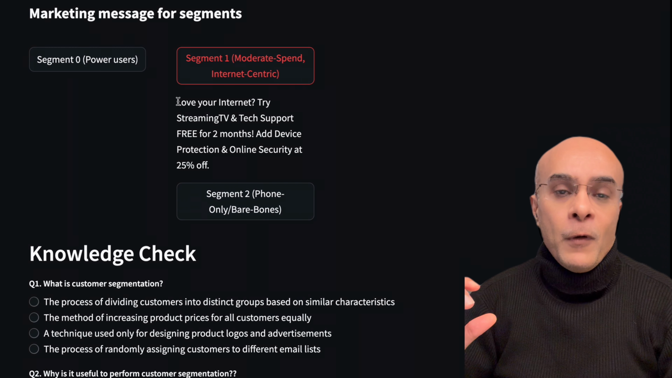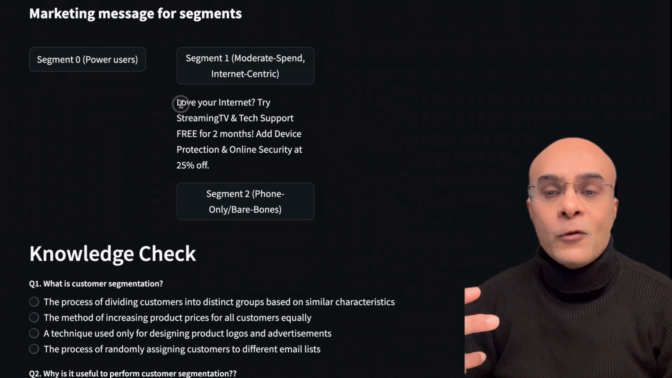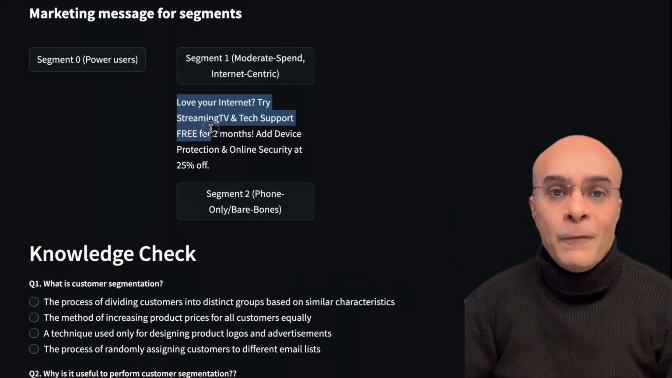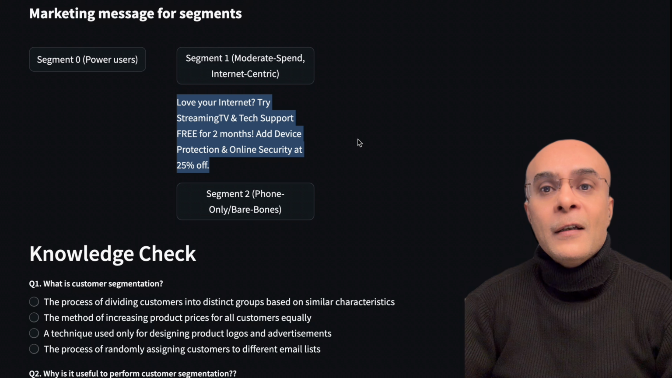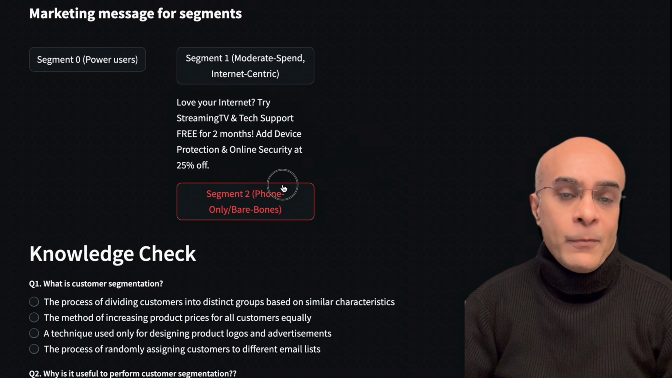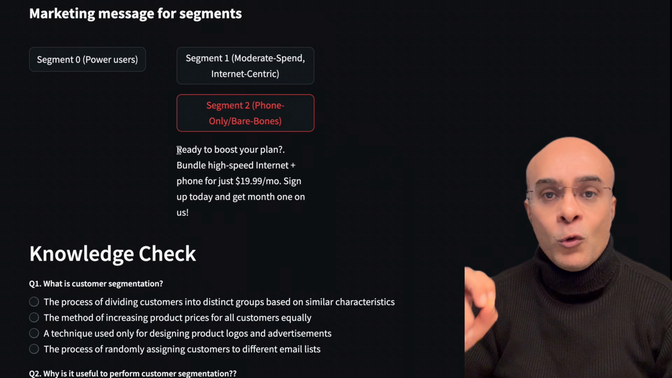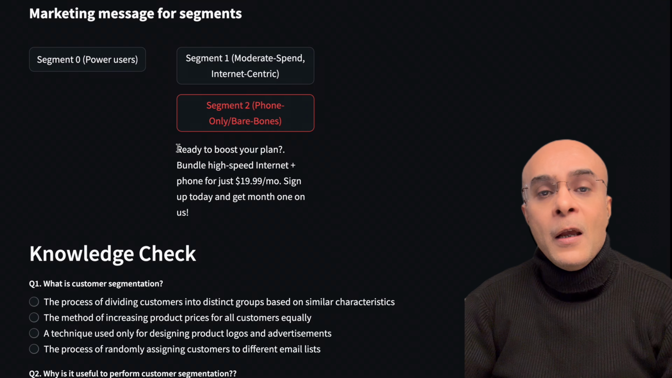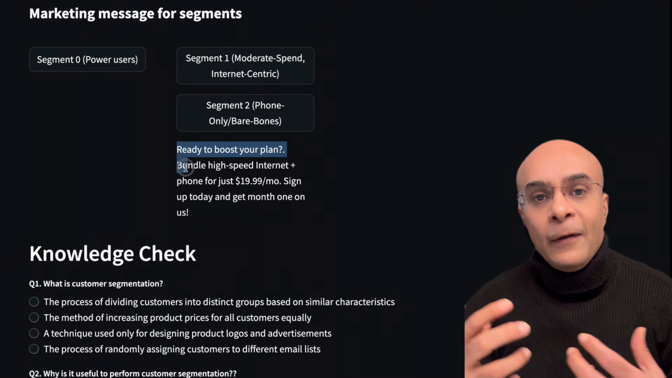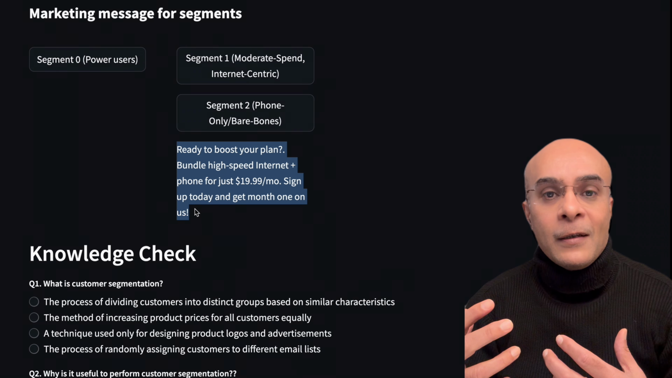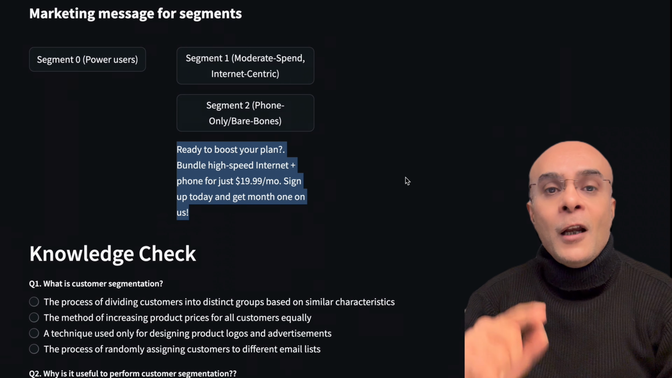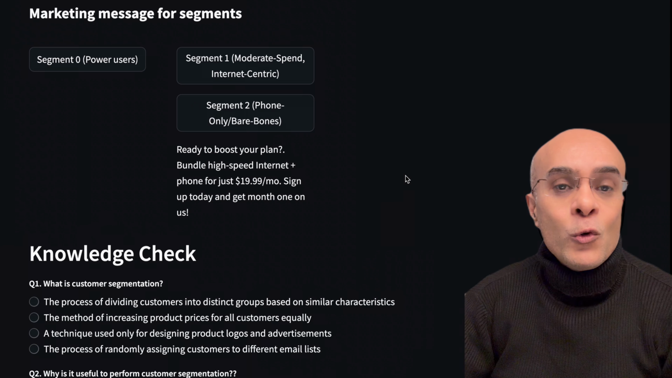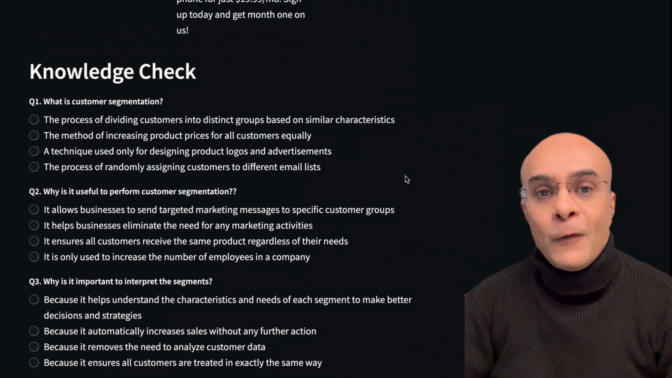So we can offer them some discounts so that they can buy some additional functionalities such as streaming TV or tech support. And segment 2 is the bare bone customers who have just phone services. And for them, we can bundle internet and phone at a very interesting price so that they can also buy internet services.